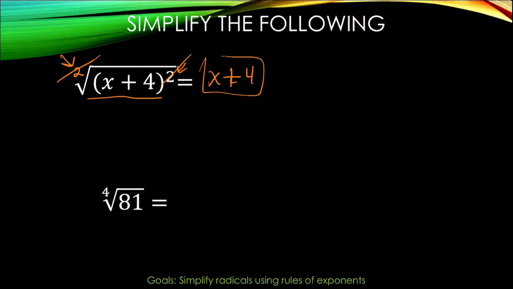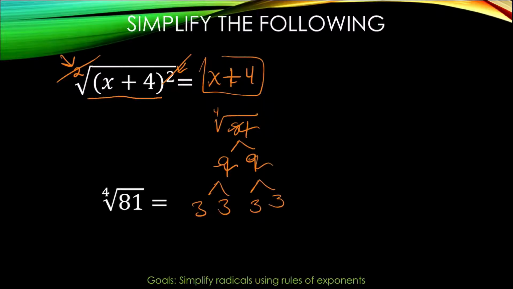All right, 4th root of 81. We're going to break this down. 9 times 9. 3 times 3. 3 times 3. So I'm looking for a number multiplied by itself 4 times. I have a group of 4 right there, and we get 3.